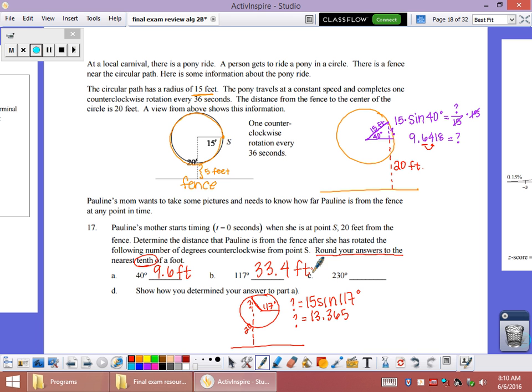Okay? One more time with 230 degrees. Here's my starting position.